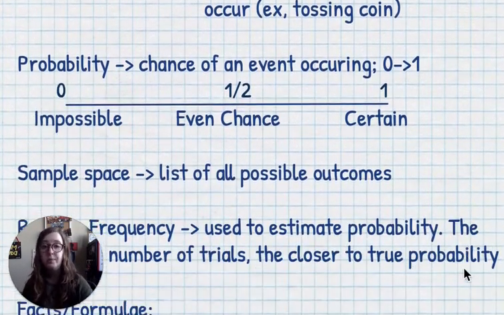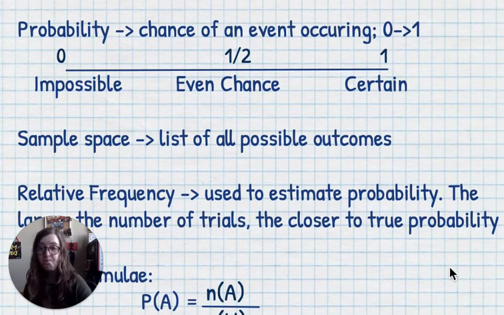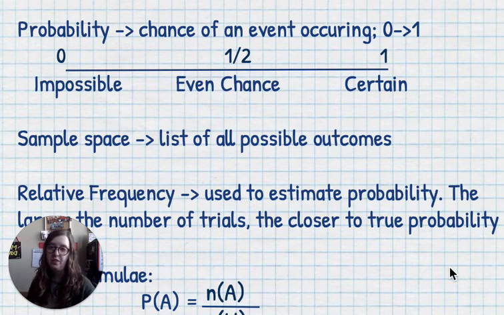Probability is always between 0 and 1. If the probability of something is 0, it's impossible. If the probability of something is 1, it's certain to happen. And of course, if the probability is 1/2, it's somewhere in the middle. A sample space is a list of all your possible outcomes. So if you are tossing a coin and rolling a die, it would be like heads 1, heads 2, heads 3, heads 4, tails 1, tails 2, tails 3, tails 4, and so on and so forth.